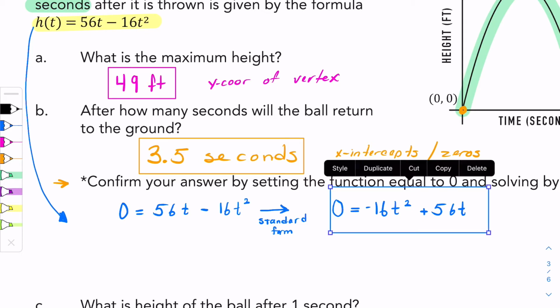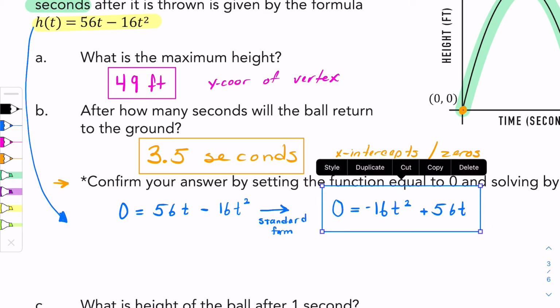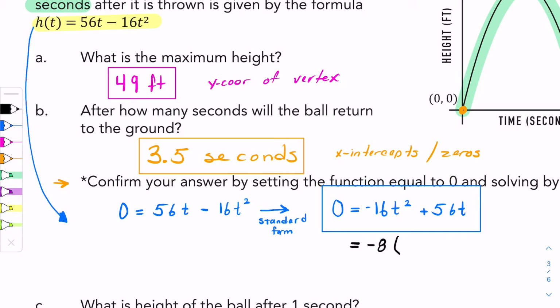So let's go ahead and do that. Let's take out a GCF of negative 8. Left over, actually it's negative 8t. Left over would be 2t minus 7.